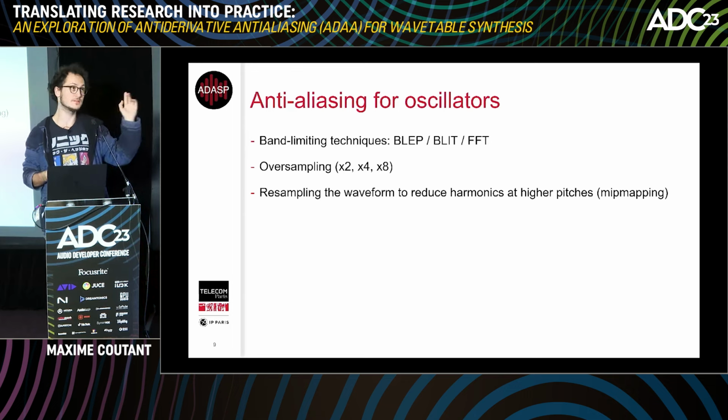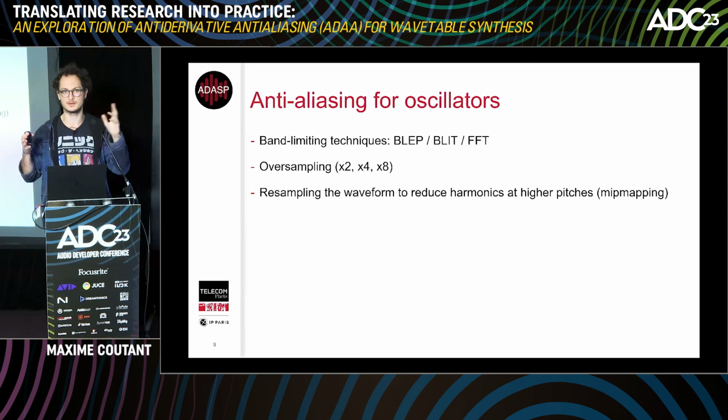Another thing that you can do is what we tend to call MIP mapping. It comes from the graphic world. The idea is you will downsample your waveform several times to have a version of your waveform with fewer points, therefore fewer harmonics, and that you can use when you're pitching your waveform up. Therefore, it has fewer harmonics going above your Nyquist frequency.